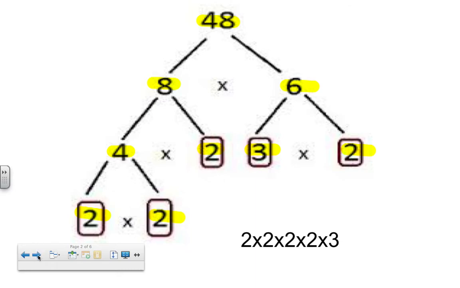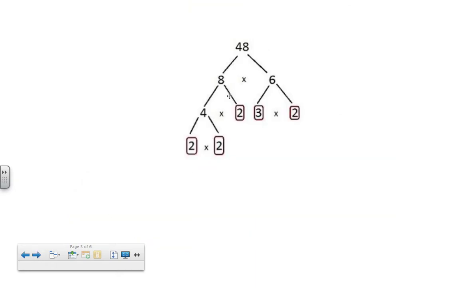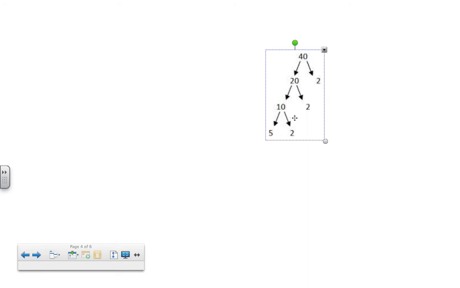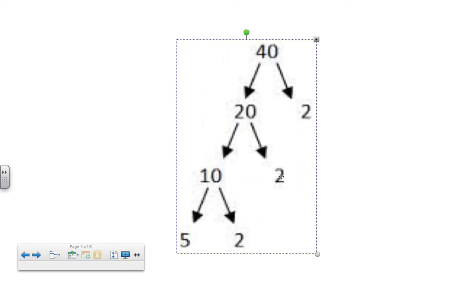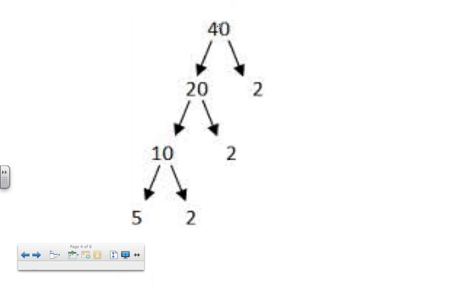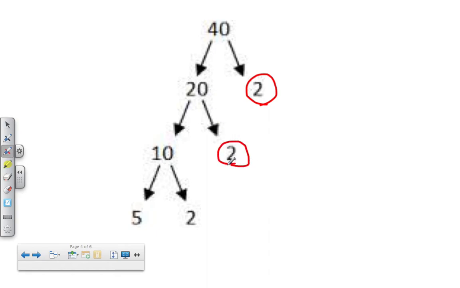Let's look at another example. Not 40, other than that. Let's look at 40. You might think to yourself, all right, what times what equals 40? 20 times 2. That's correct. That 2 is a prime number. Let's circle it. 20 is not prime, so what can that get broken down into? Oh, 10 times 2 equals 20. True. 2 is a prime number. Circle it. What times what equals 5?